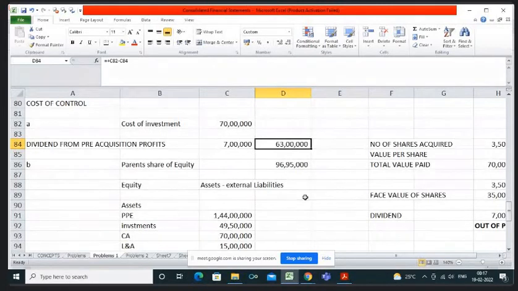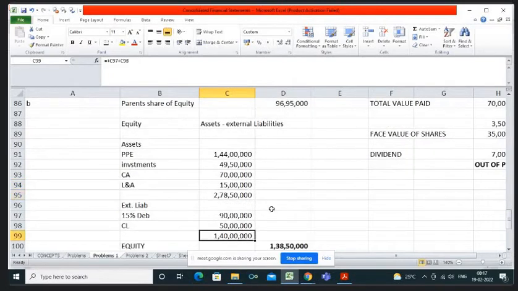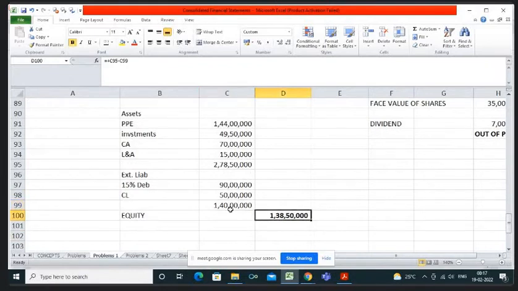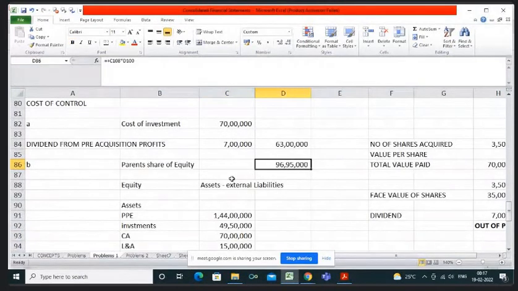Usually in other problems, we have seen that we compute the equity or net worth by adding the capital and reserves and surplus. But in this case, we'll use the other formula, which is assets minus external liabilities. As well, there was revaluation, so we adjust the value of assets for revaluations. We do the sum total of assets and the sum total of external liabilities. The difference is the equity. Then we take the parent's shareholding percentage, which is 70%, and find out the parent's share of equity.